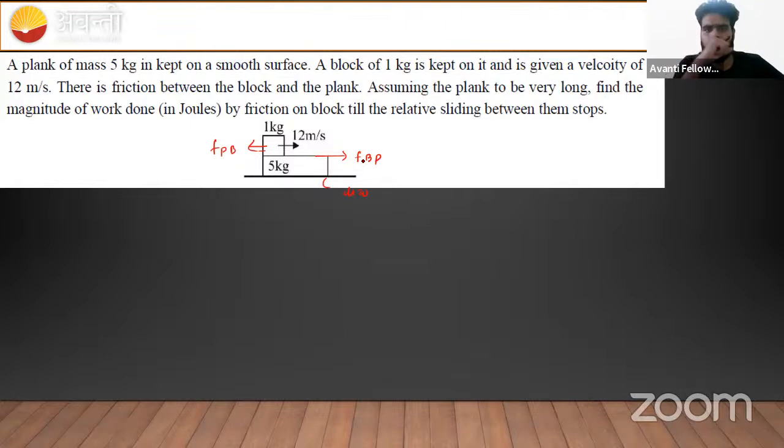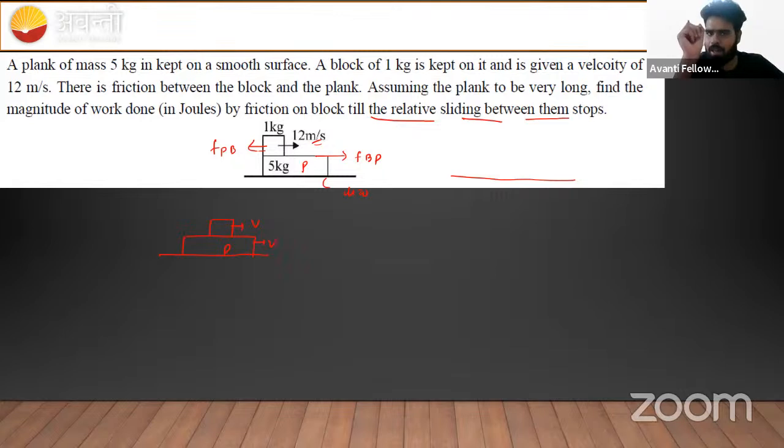Then what will happen? The velocity of 12 meters per second of the block is continuously decreasing because the force is acting in the opposite direction, and the velocity of this plank is continuously increasing. So there is a time when the velocities of both the plank and the block become equal to each other. At this time, no kinetic friction acts. So it is saying that till the relative sliding between them stops, both will attain a common velocity.